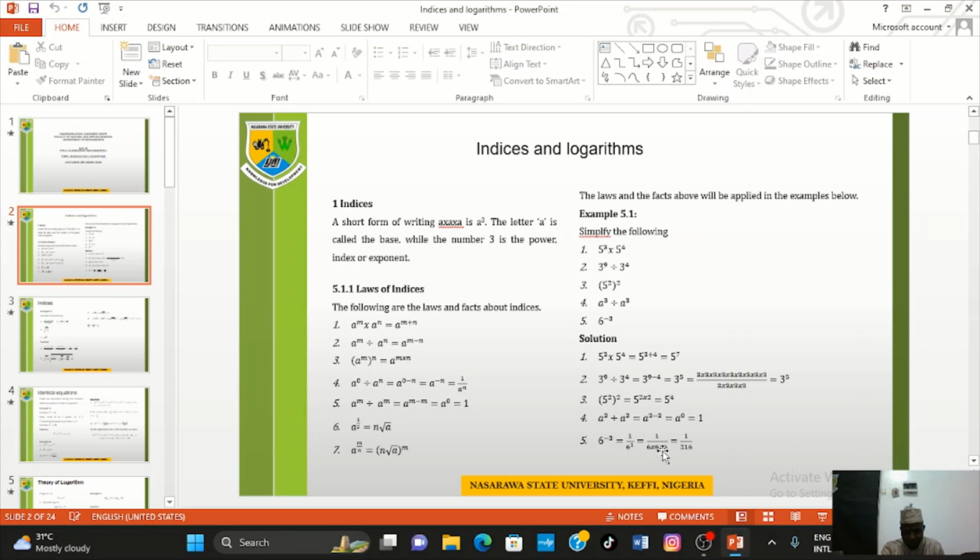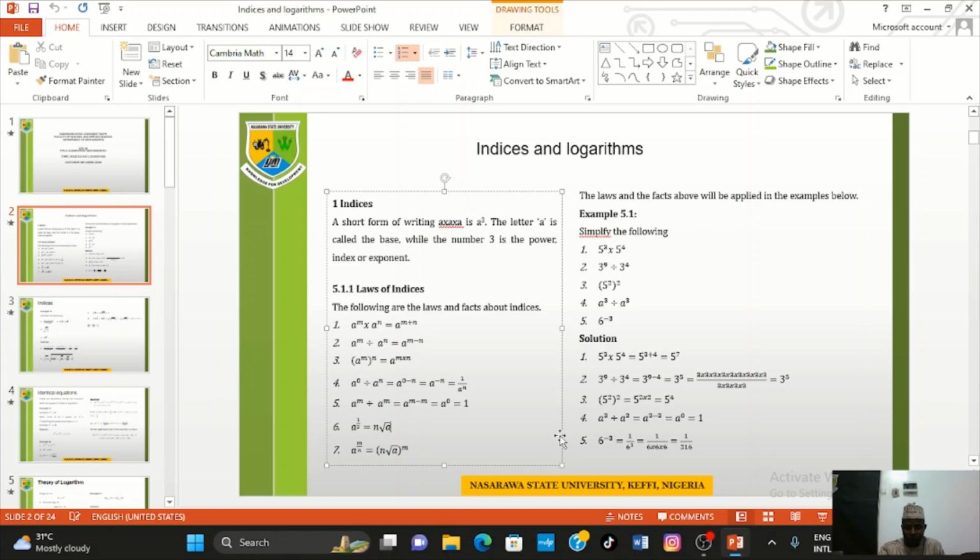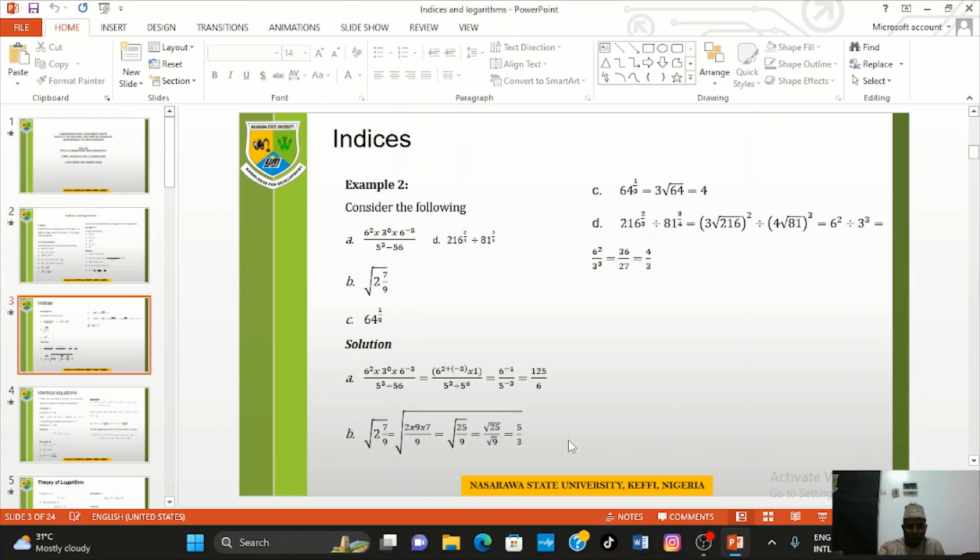And 6 raised to the power of 3 can be transformed to what? 6 times 6 times 6, 3 times. And the result now will be 1 all over 216. So we have that.